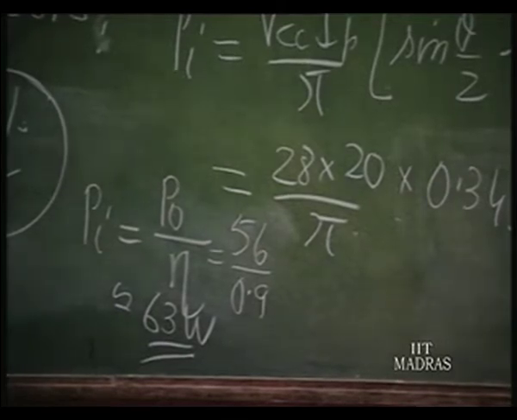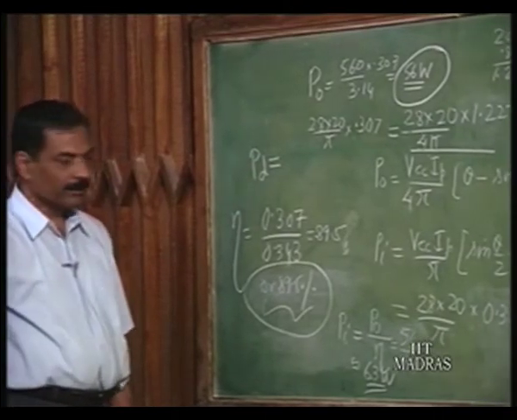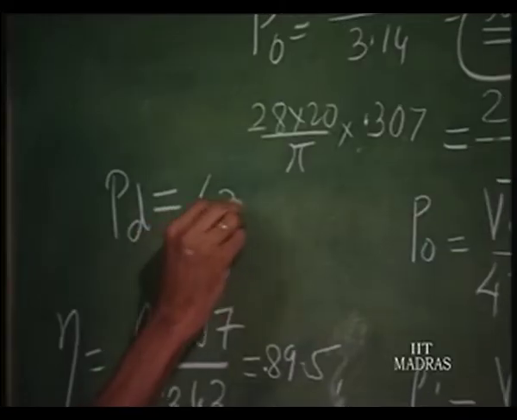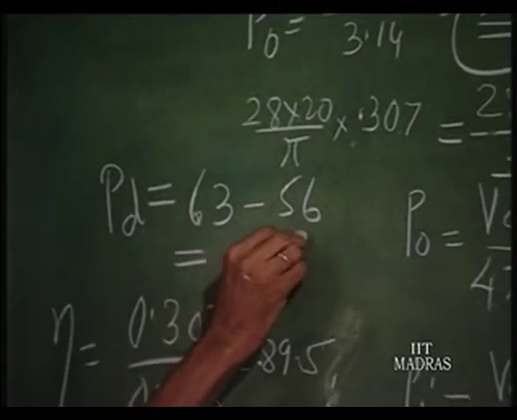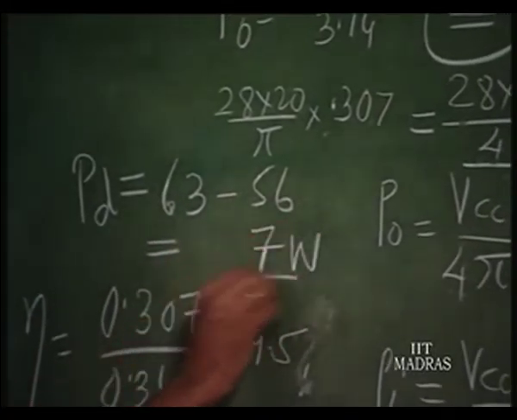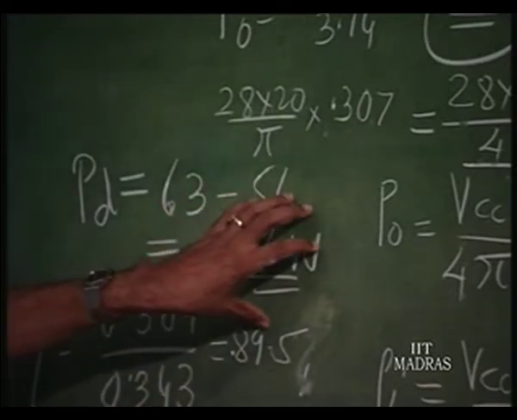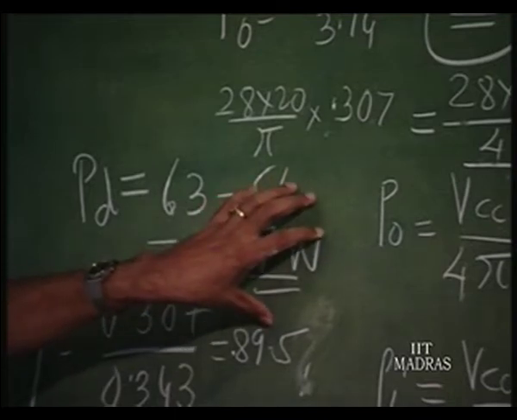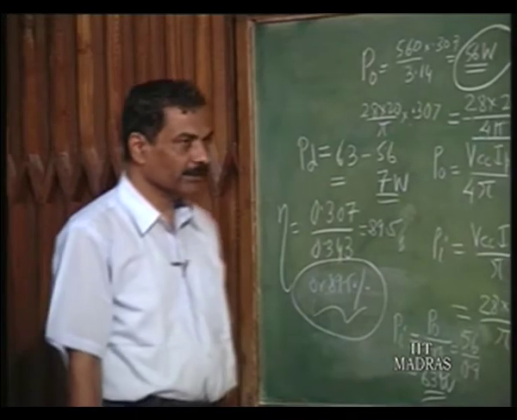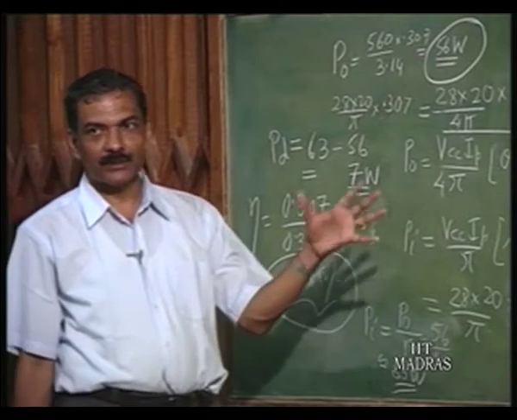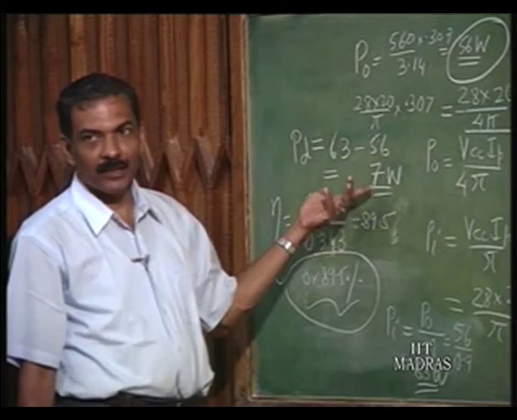That means, actually power dissipated, which is also an important thing in the transistor, is going to be 63 watts minus 56 watts, which is going to be about 7 watts. Yes. So, this is the power dissipated in the transistor, average power dissipated in the transistor. Peak power is going to be more than this, right. So, average power dissipated in the transistor is 7 watts. That means, the transistor that is used should be capable of dissipating this kind of average power.